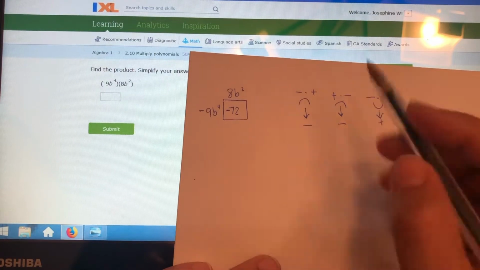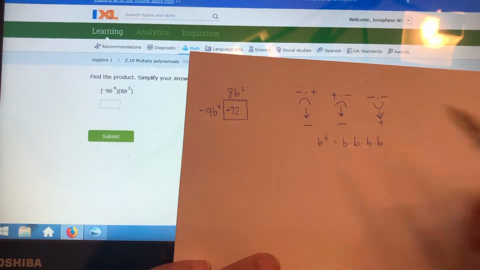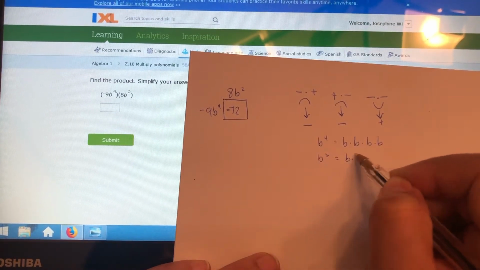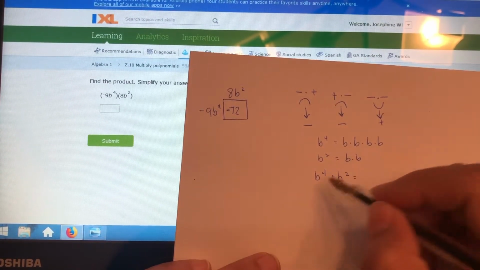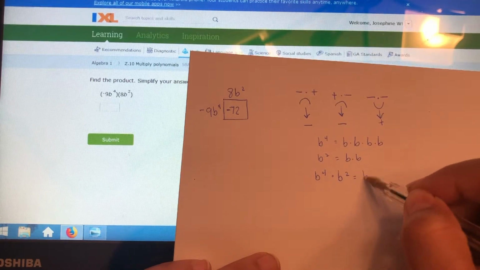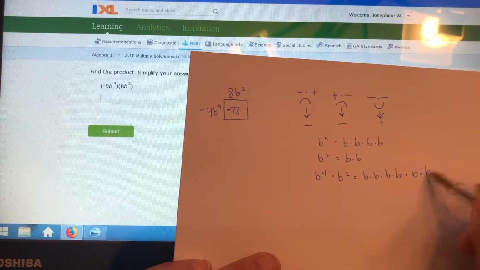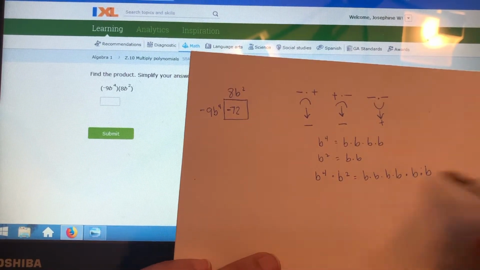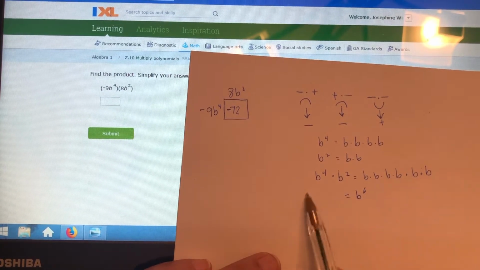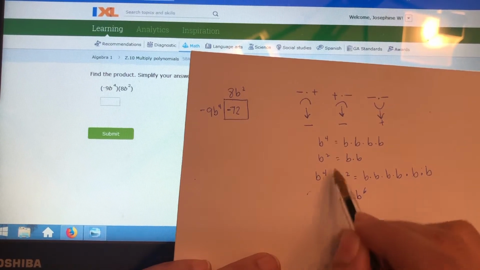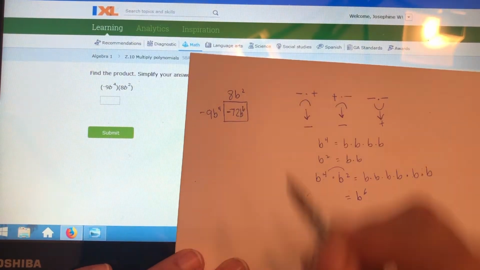Now, just a quick reminder, what is this? B to the 4th power means B times B times B times B. B to the 2nd power means B times B. So if I want you to say B to the 4th power times B to the 2nd power, that's going to be the 4 B's here, 1, 2, 3, 4, times the 2 B's here. And you can see they're all multiplication. So I can rewrite this as B to the 6th power. So when you're multiplying variables, you really just add the exponents. All right, so that's going to be 72b to the 6th power.